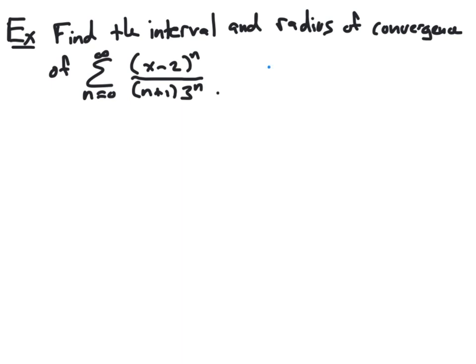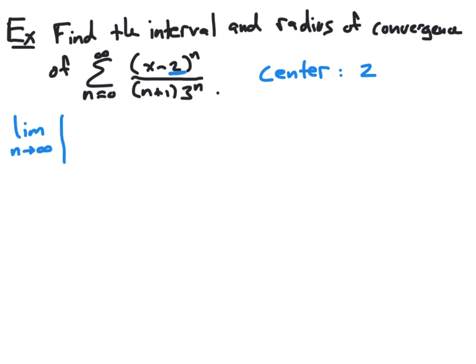The first thing that we're going to record for future use is that the center of this power series is the number 2. Notice the center is always the value of a, where we have an (x minus a) to the nth power in our power series, and here we have x minus 2. And so the center would be 2.